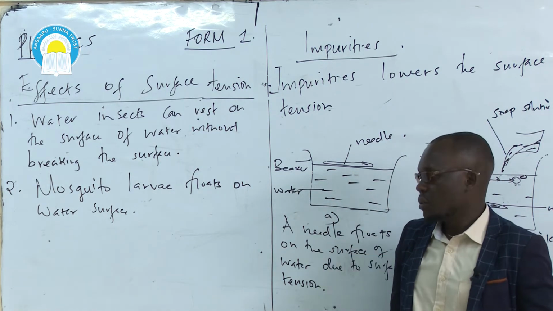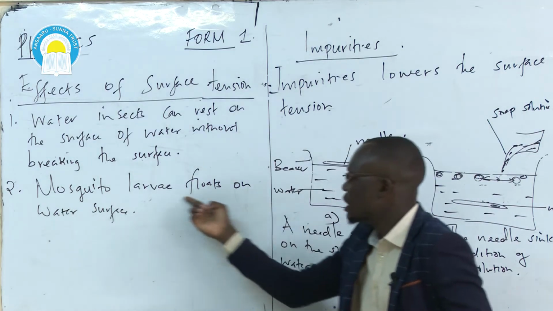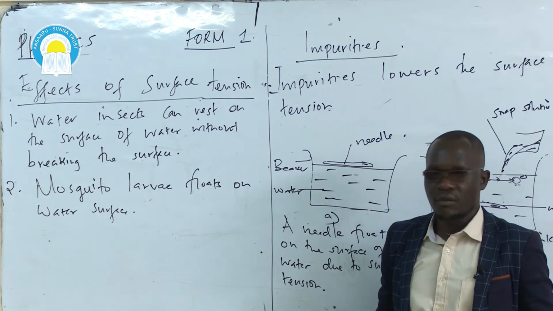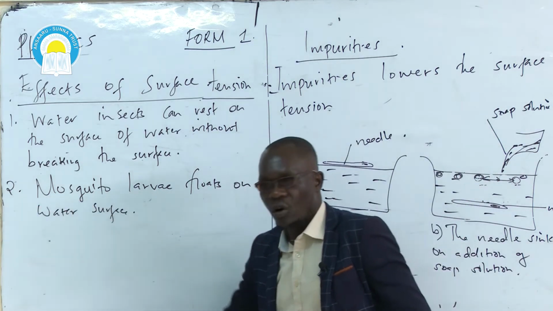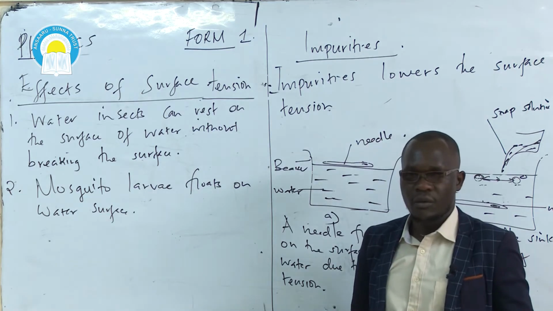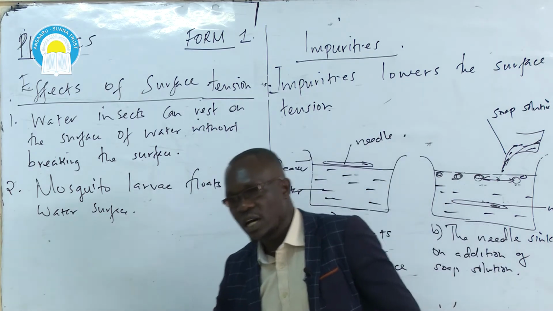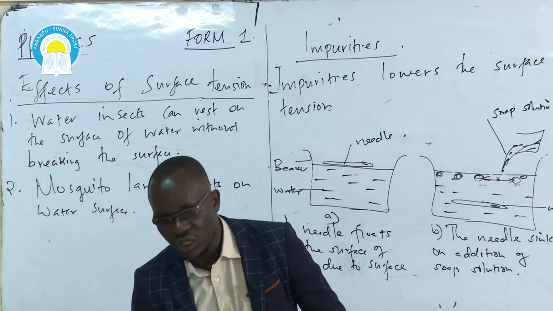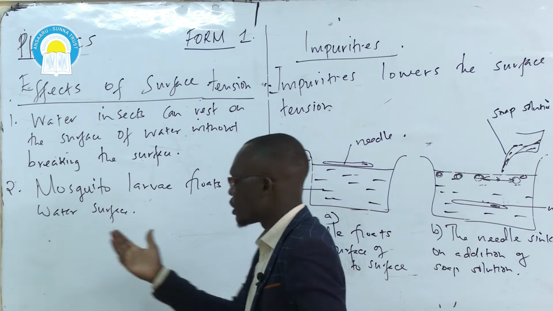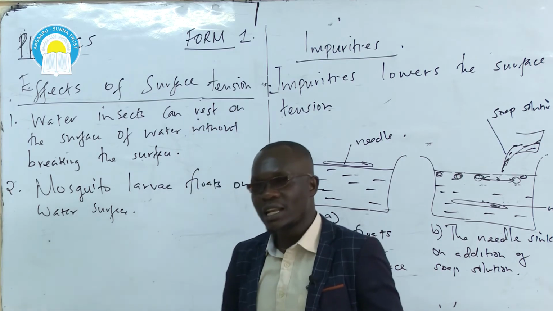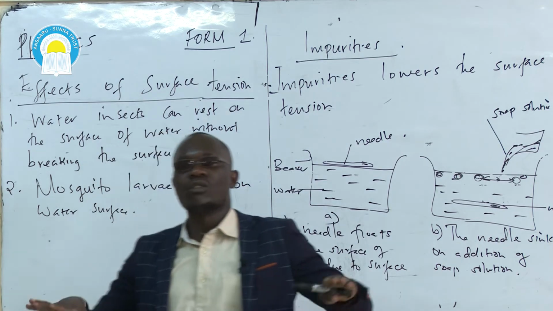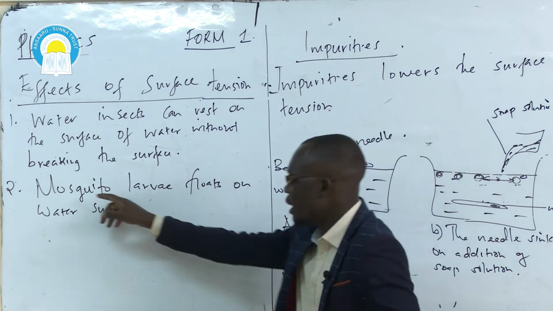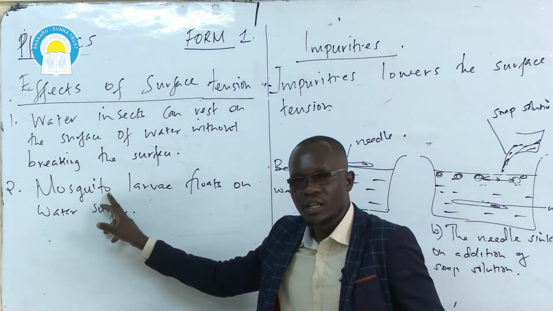And you find that we can control mosquito breeding by oiling the water surface. We know when you introduce the oil on the surface of the water, the oil is going to float on the surface of water. And the oil is going to be an impurity in the water. So the oil will break the surface tension. So when the mosquito comes and lays eggs on the surface of water, the eggs cannot float. Therefore, they are going to sink. So that is a way of controlling mosquito breeding, using oil.